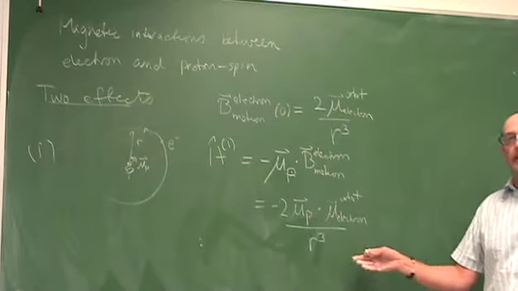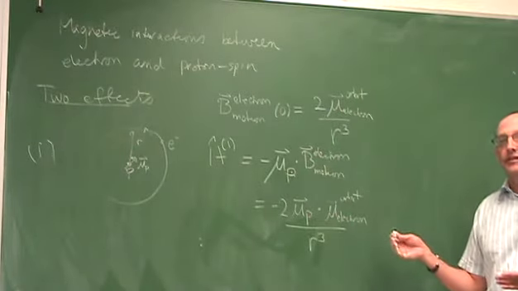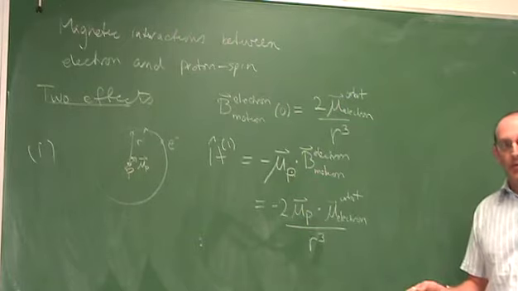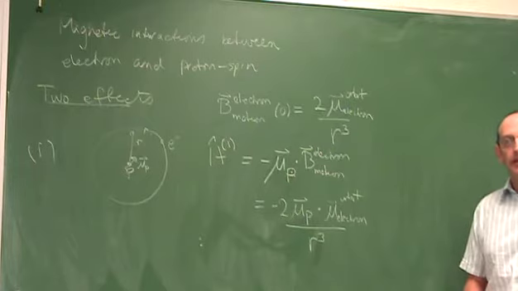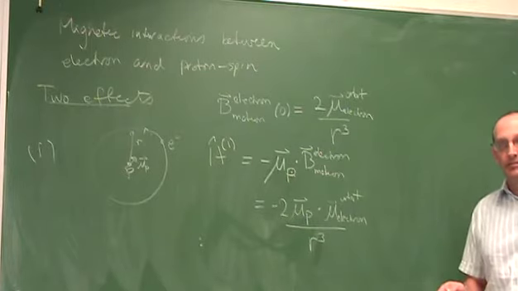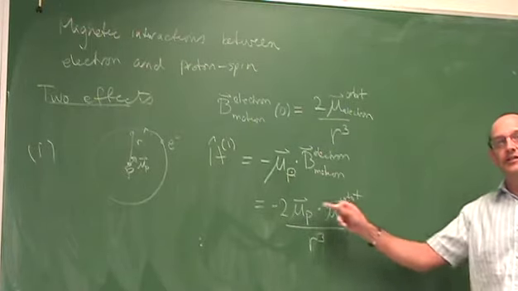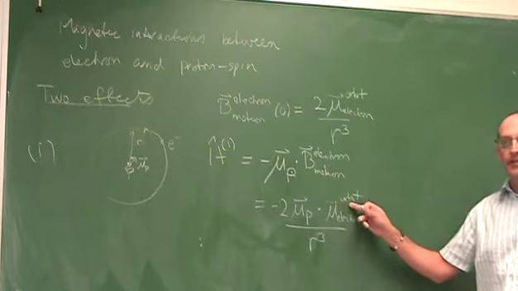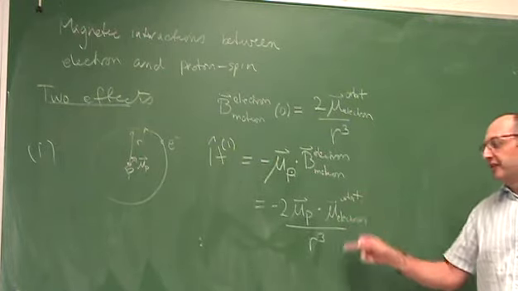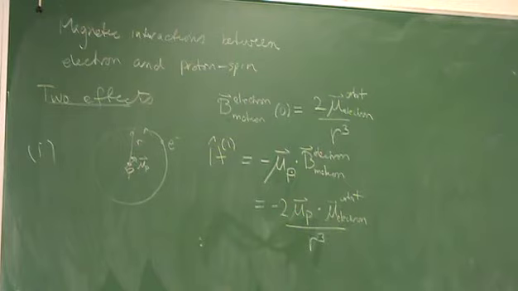Again, in CGS units, the magnetic dipole moment has the same units as the electric dipole moment. It's charge times distance. So charge squared over distance is an energy. Dipole over distance cubed. If you want, there's a mu naught over 4 pi out front, but I don't want it.